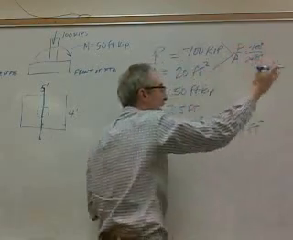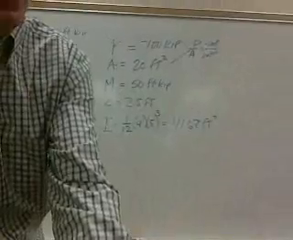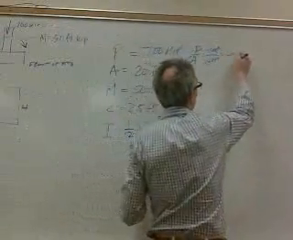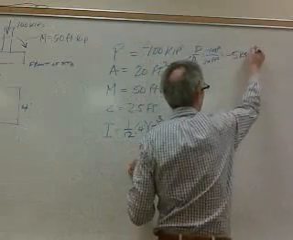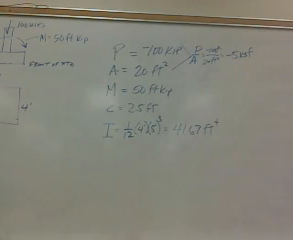So P over A, no matter where I'm looking at, is going to be, in this case, minus 5 kips per square foot. All right, minus means this is a compression stress.